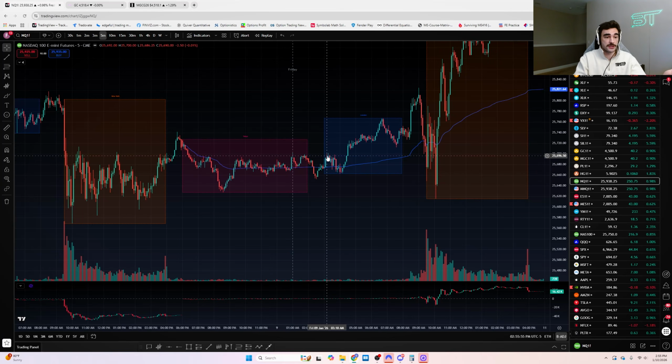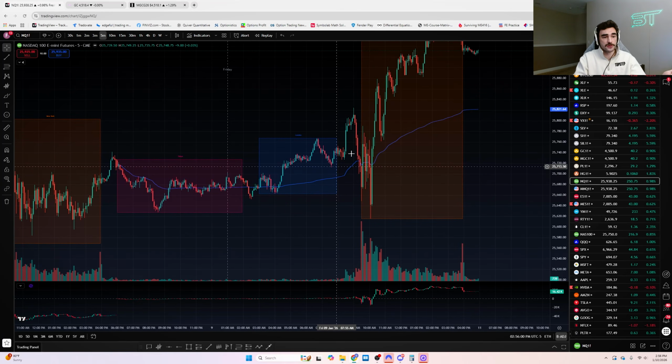Same thing here in the London session. Sellers try to push below VWAP. Buyers bring us back up. And then this New York session gets a little chaotic because of that NFP candle. And then price levels out a bit.